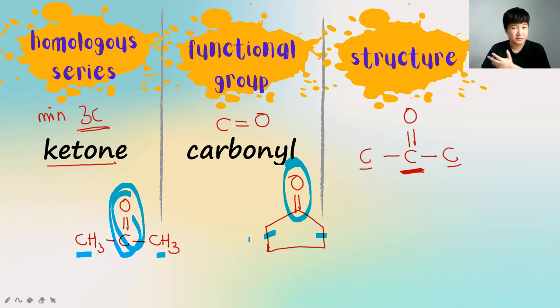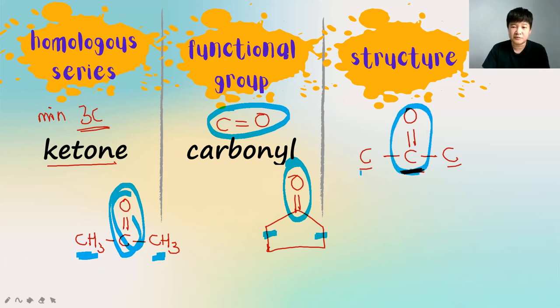Okay? Simple. Can you differentiate aldehyde and ketone? Make sure you can differentiate aldehyde and ketone, because they share the same functional group, but the position of the functional group, the position of C double bond O, must be different. Okay? Ketone, the C double bond O must be sitting in between carbon.